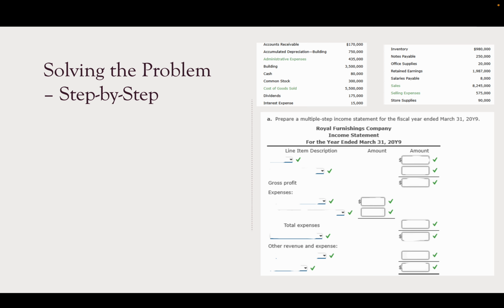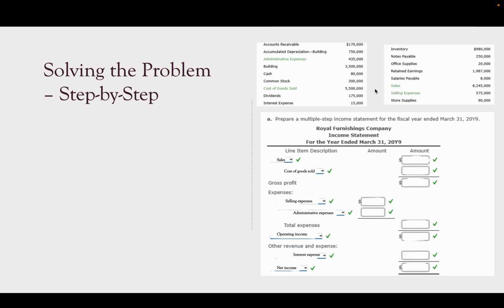So we need to remember the structure of the multi-step. So it goes as follows. Sales, cost of goods sold. From this we get gross profit, then expenses, two different kinds, selling and administrative. Next is our total. After that, we have to find our operating income, other revenues. In this case, we only have interest expense. Plug that in, then our net income.